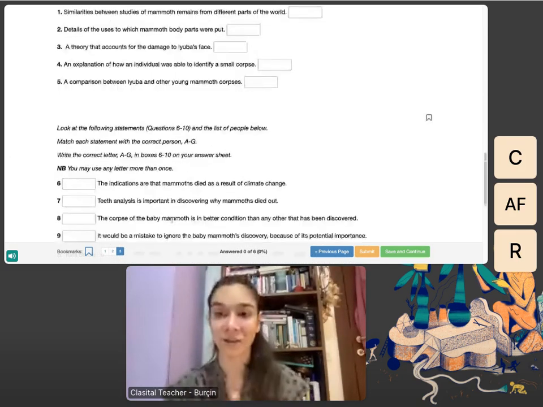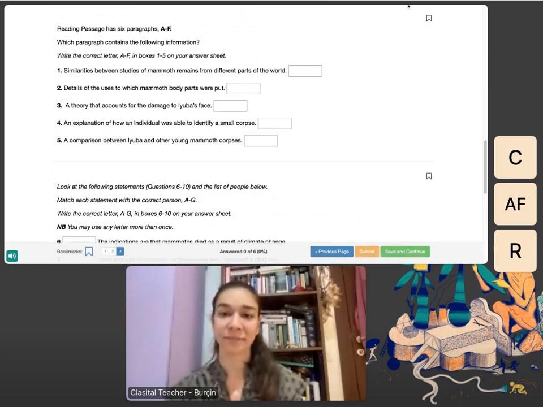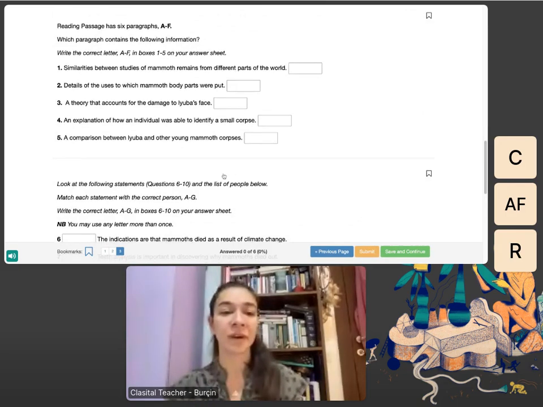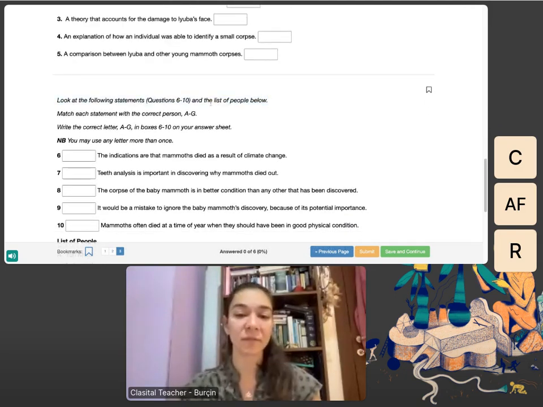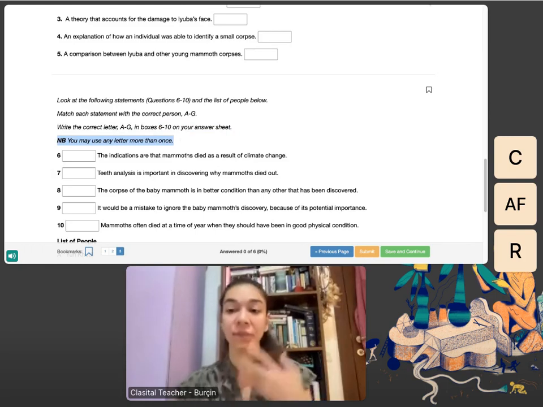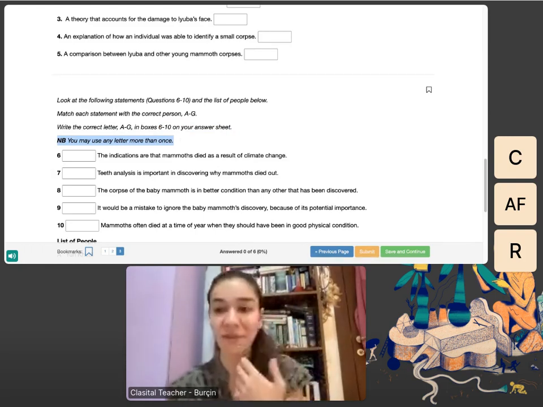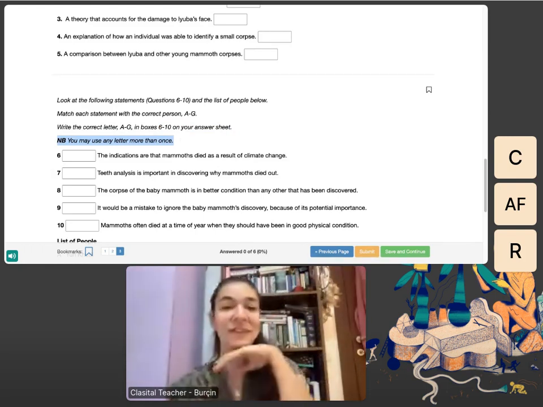Now let's look at the other questions. It says, look at the following statements and the list of people below. Match each statement with the correct person. Write the correct letter A to G in boxes 6 to 10 on your answer sheet. You may use any letter more than once. Okay, so in this one, we can use any letter more than once.